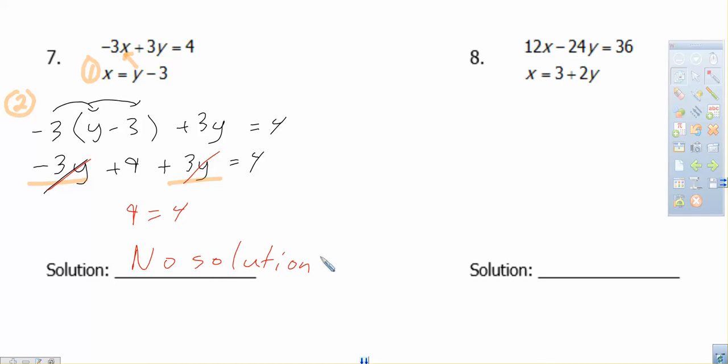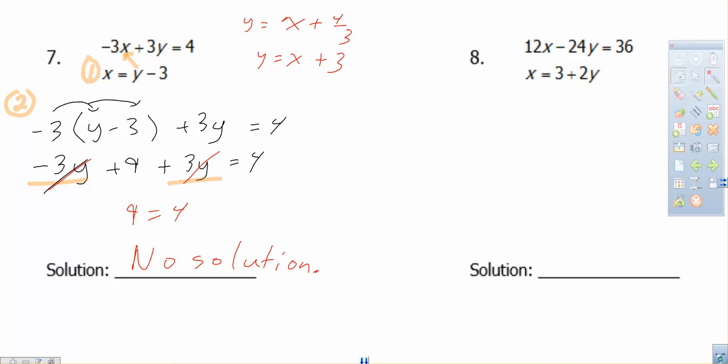And in fact, if you graph those two, these should be parallel lines. So that's y equals x plus 4 over 3, and the second one would be y equals x plus 3. Same slope, parallel lines. Since they're never going to intersect, there is no solution to this system.